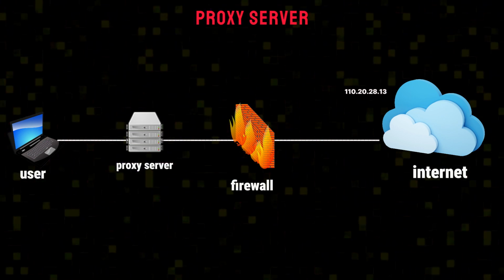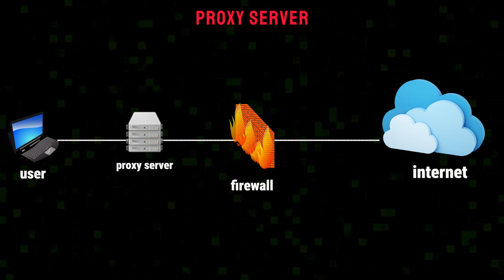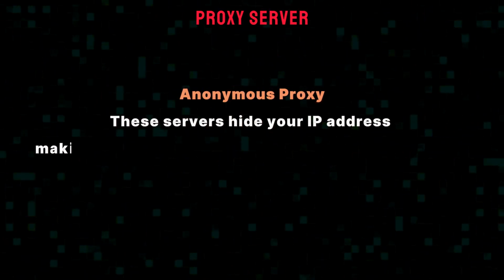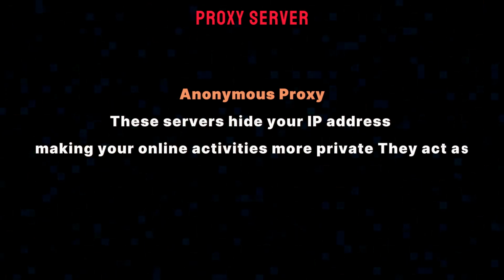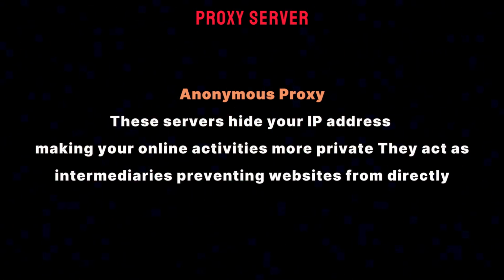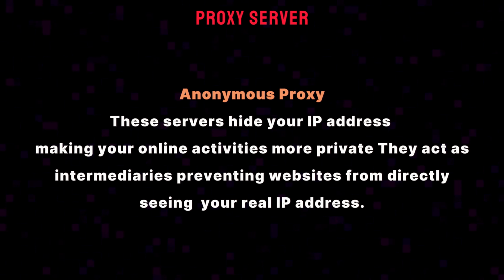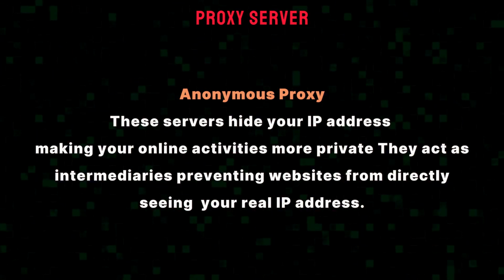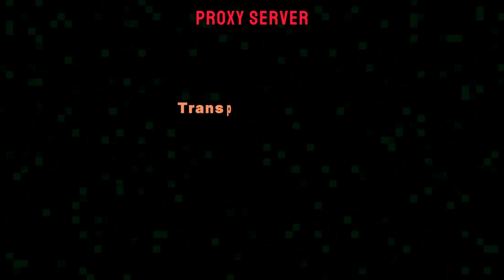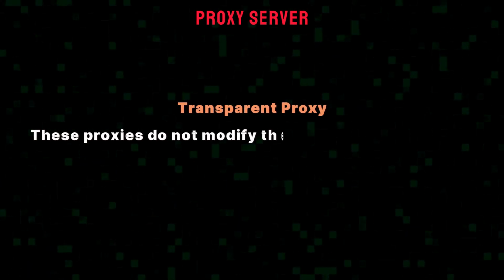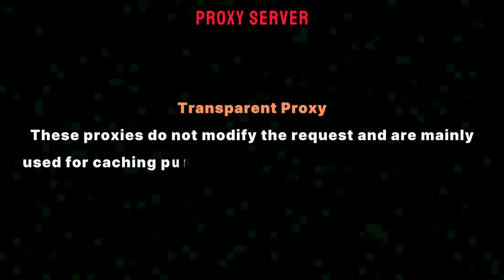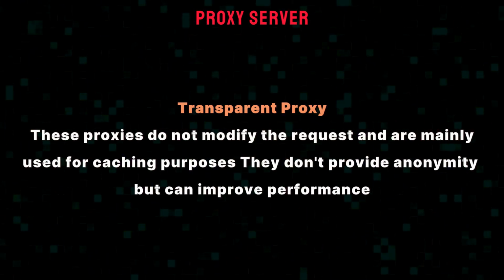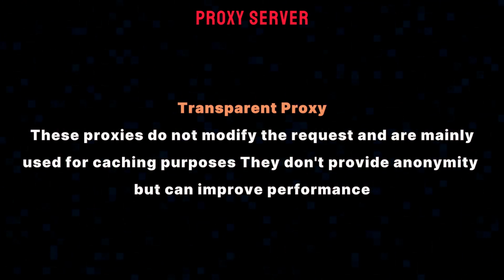Here are some key aspects of proxy servers related to anonymity and privacy. Anonymous proxy. These servers hide your IP address, making your online activities more private. They act as intermediaries, preventing websites from directly seeing your real IP address. Transparent proxy. These proxies do not modify the request and are mainly used for caching purposes. They don't provide anonymity but can improve performance.